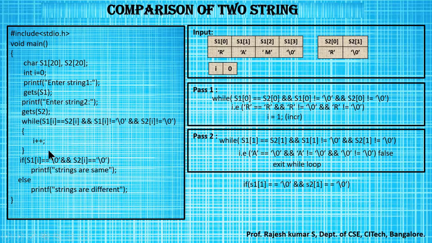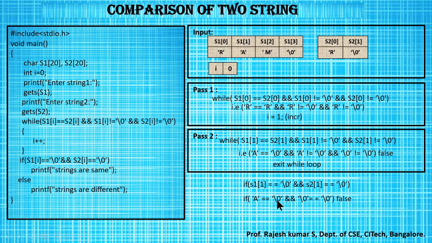There is a condition where I'm checking whether I reached the end of this S1 array, or whether I reached the end of this S2 array. So S1 of what is I value? The updated I value is 1. S1 of 1 double equals null? S2 of 1 double equals null?